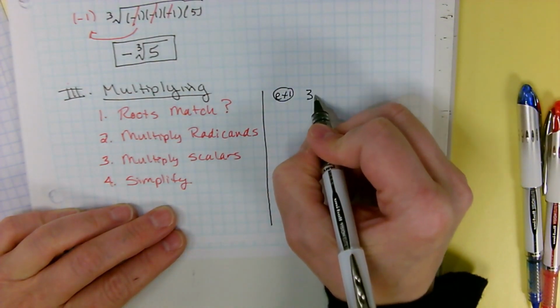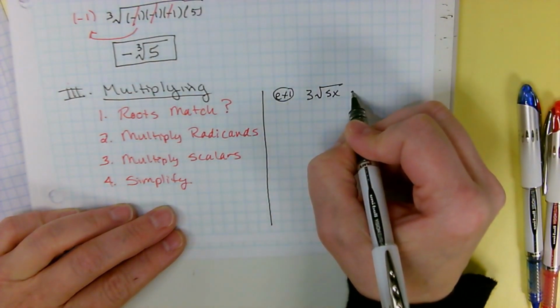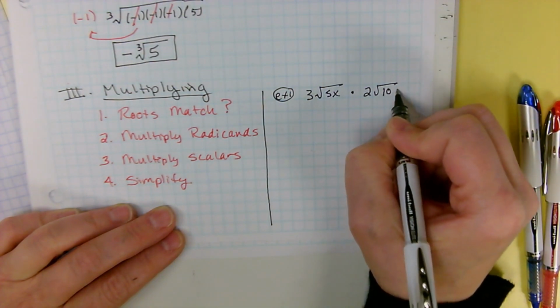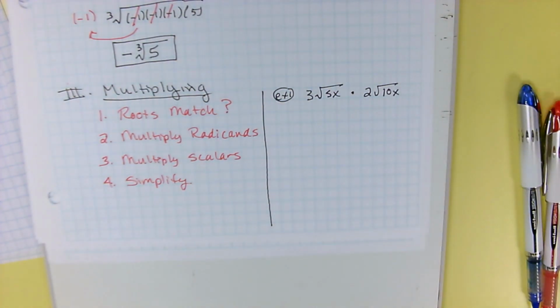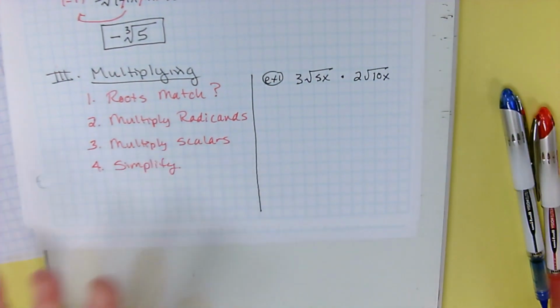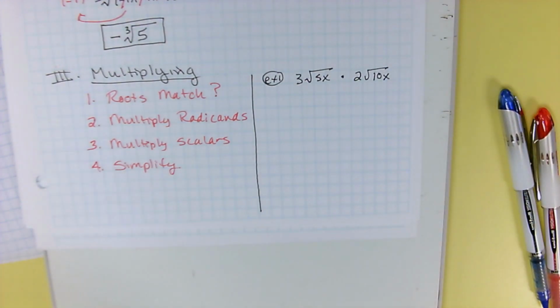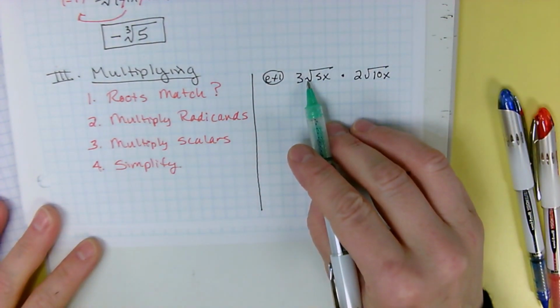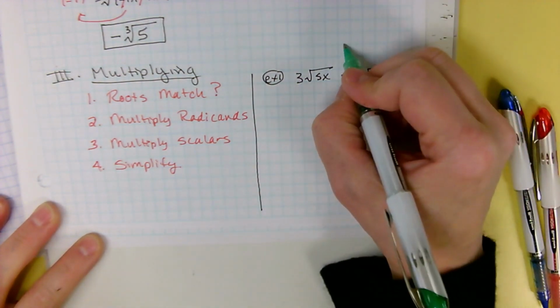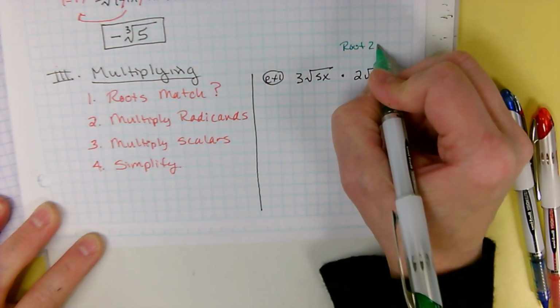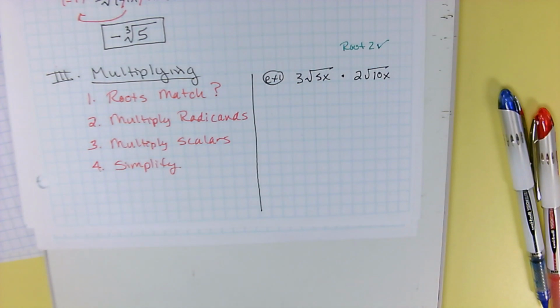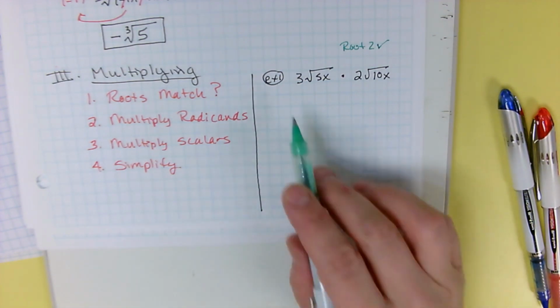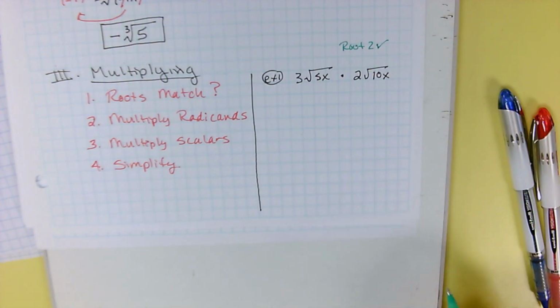Let's say you've got 3 square root 5x times 2 square root 10x. All right, so your first question is, do the roots match? Well, this is an implied 2, and that's an implied 2. So they are both root 2, so yes. The roots match. That means we're allowed to multiply. If, by the way, they don't match, you're done. That's it. You can put the scalars together, the 3 and the 2, but you can't do anything with the radicals.